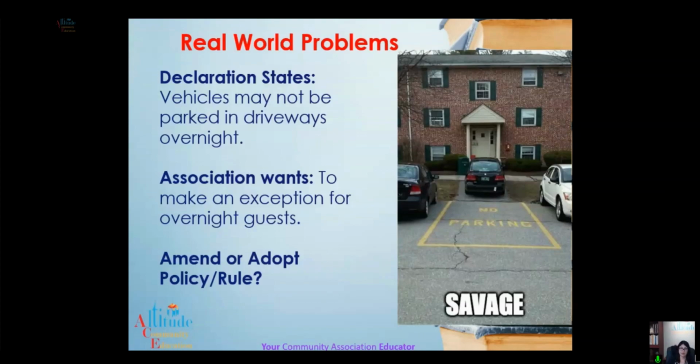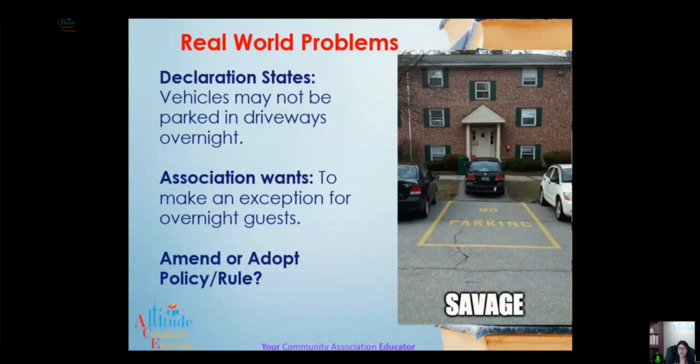Well, the problem with that is the way this declaration is written, it just prohibits vehicles on driveways overnight. Now, if there was additional language in this declaration that said vehicles may not be parked in driveways overnight except with prior written approval from the board, that's fine, because then the board could approve it. But if this is all there is and there's no provision allowing the board to make exceptions and approve certain situations, guess what? This board cannot make an exception for overnight guests, even though we know it's a reasonable thing to do and it's probably the right thing to do.